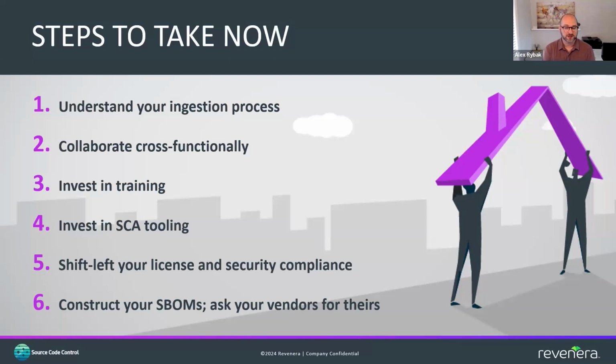Collaborate cross-functionally, right? This is critical. Get everybody involved. Get your legal team involved. They're going to have requirements. Get your security team involved, your engineering team. Make sure procurement's in place. If you have any sort of operations team or engineering operations that set processes, make sure they're involved. Train your people, right?